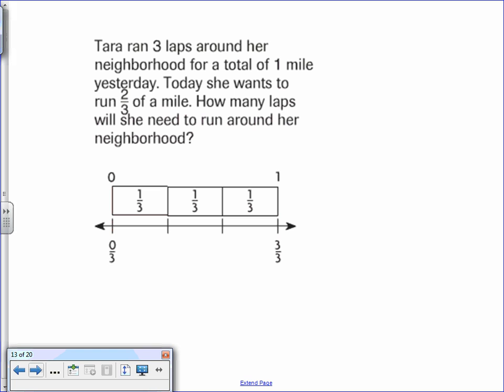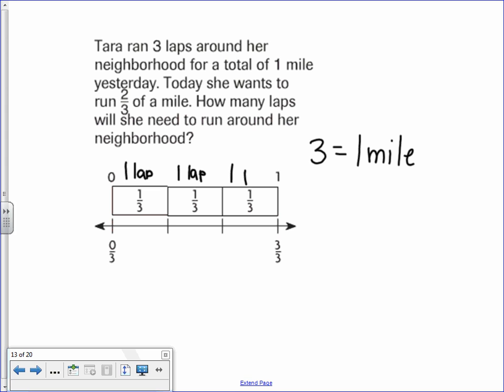Tara ran 3 laps around her neighborhood for a total of 1 mile yesterday. Today she wants to run 2/3 of a mile. How many laps will she need to run around her neighborhood? So yesterday she ran 3 laps. 3 laps is equal to 1 mile. 1 whole. So they're showing you with the number line, 1/3 of a mile is 1 lap. 1/3 is 1 lap. She ran 3 laps to get her to 1 mile.